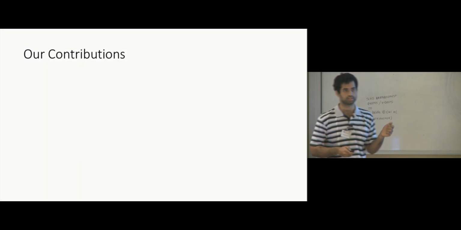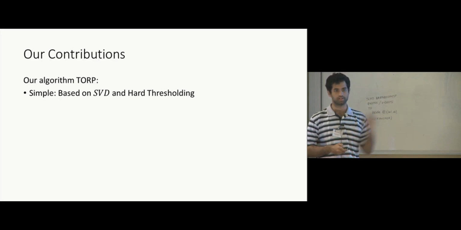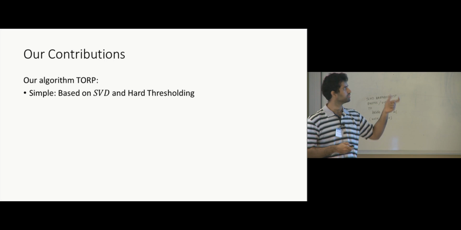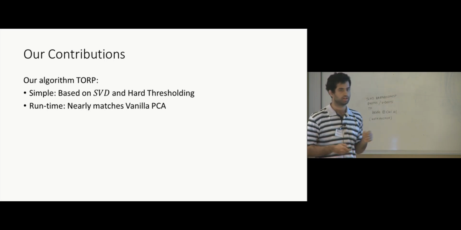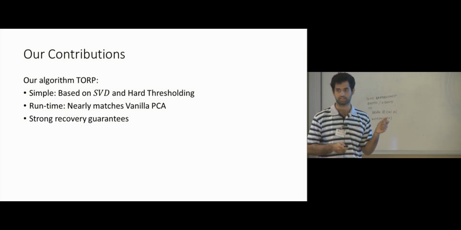So what are our contributions? We propose an algorithm TORP, which is really simple. It's based on really simple and intuitive operations like computing the SVD and hard thresholding. We achieve nearly the same runtime as vanilla PCA, and we also have strong recovery guarantees.